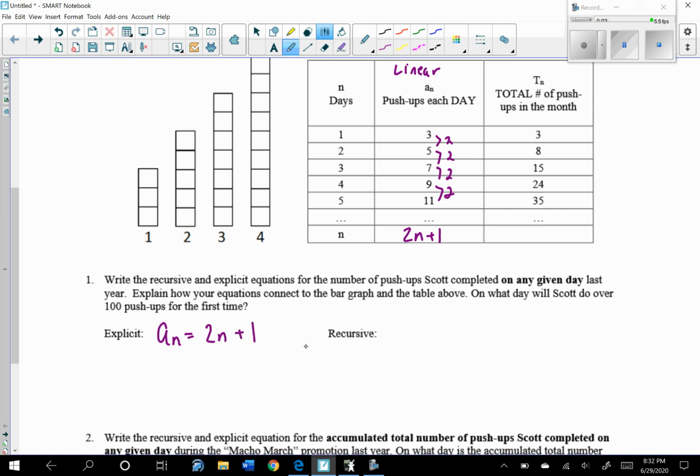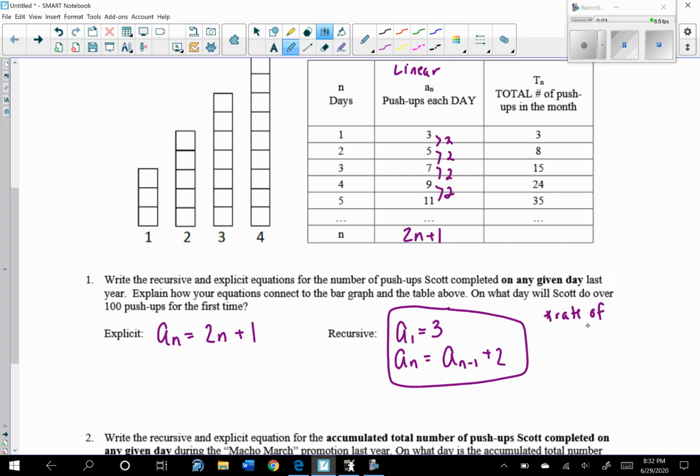And the recursive form, remember, you have to state the first term. So the first term we know is equal to 3, and the nth term is equal to the previous term. And what are we doing to the previous term? We're adding 2. And so notice that the rate of change is constant.